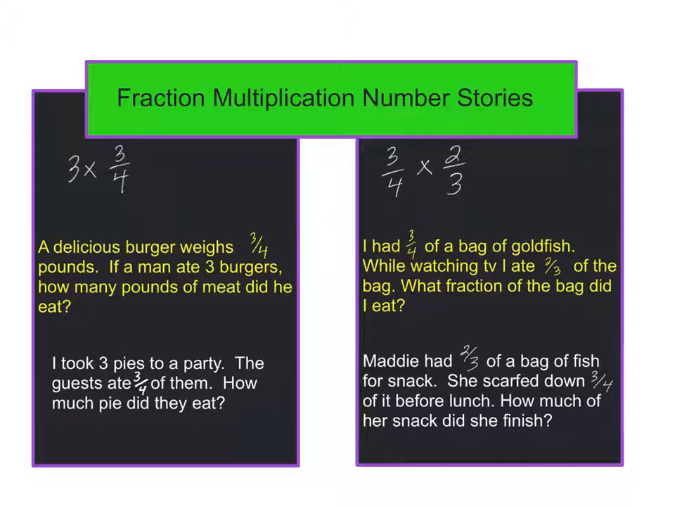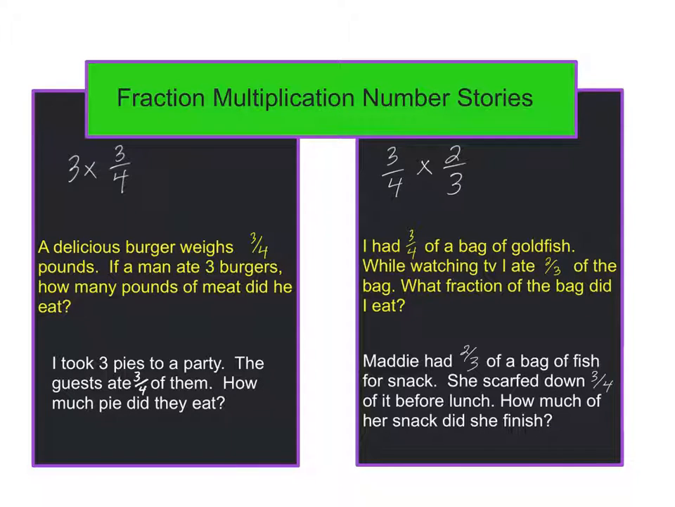The second number story that I came up with was, I took 3 pies to a party. The guests ate 3/4 of them. How much pie did they eat? Again, it's forcing the situation to occur where you do 3 times 3/4. Now let's look over at the other fraction. I have 3/4 times 2/3.